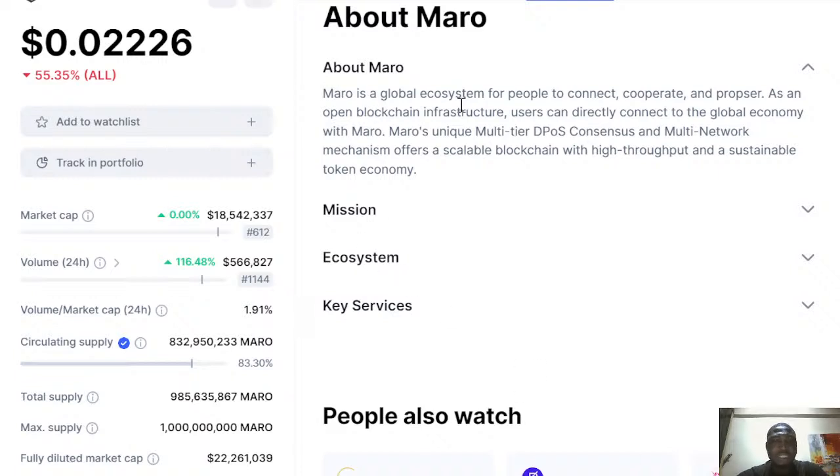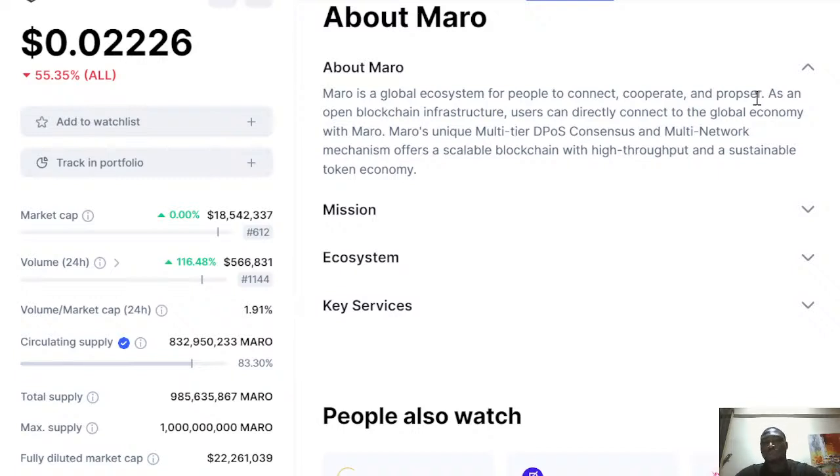Now you can see Micro is a global economy for people to connect, cooperate, and prosper. That is their destiny. They are a global economy to connect, cooperate, and prosper. That is one of their missions, one of their goals.